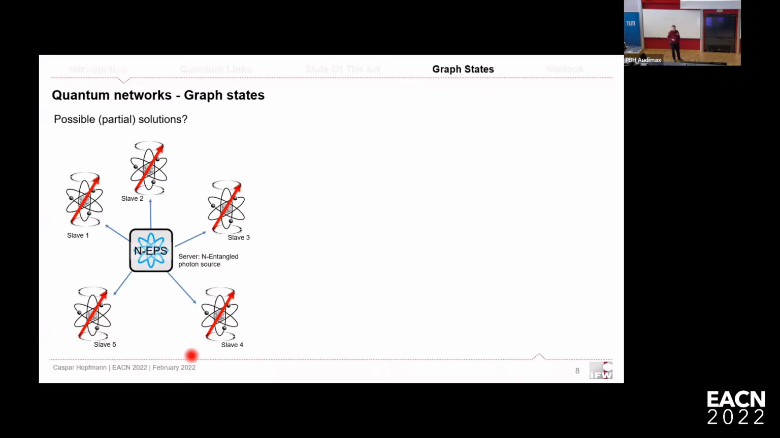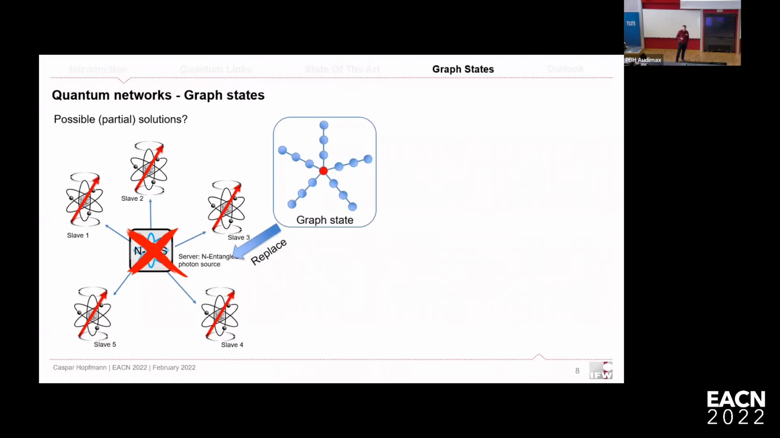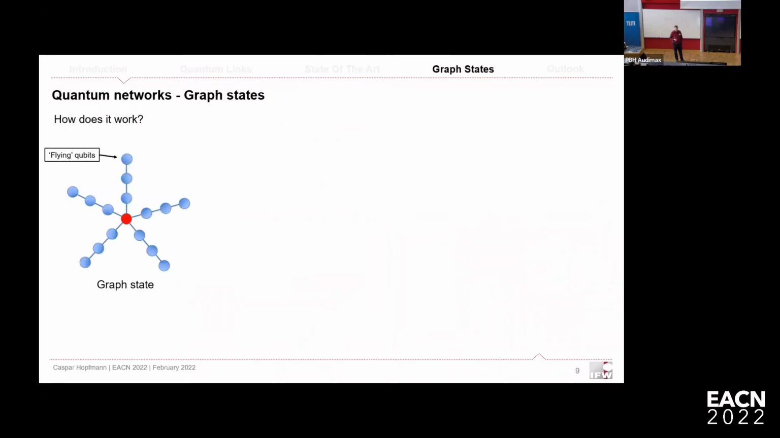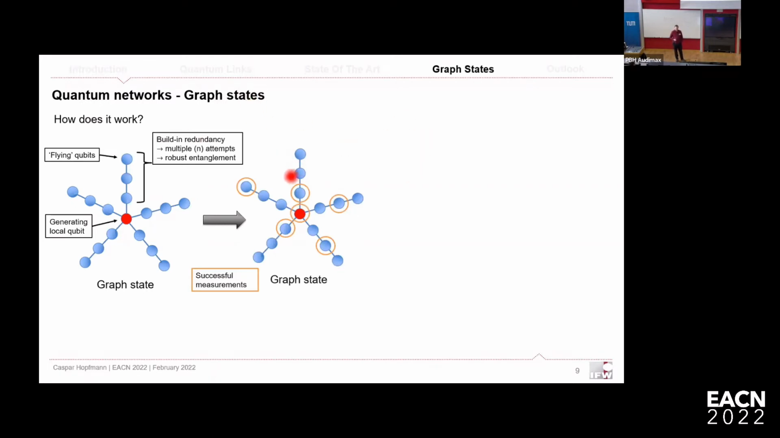So, let's go back to our little toy example here. We want to be able to do this kind of scheme. And my idea is, and this is not new because I already inserted my opinion here a little bit in the discussion, basically, okay, how can we do this? Maybe with graph states. We just replace this entangled photon source with a graph state source. What it allows us to do is we have these flying qubits which are connected to each other. That means, at least ideally, even when we lose 1 or 2 of these photons, we still have something left to entangle with. So we have a built-in redundancy in the sense that when we send each of these small chains to the receiving nodes, we have multiple attempts to do the entanglement.